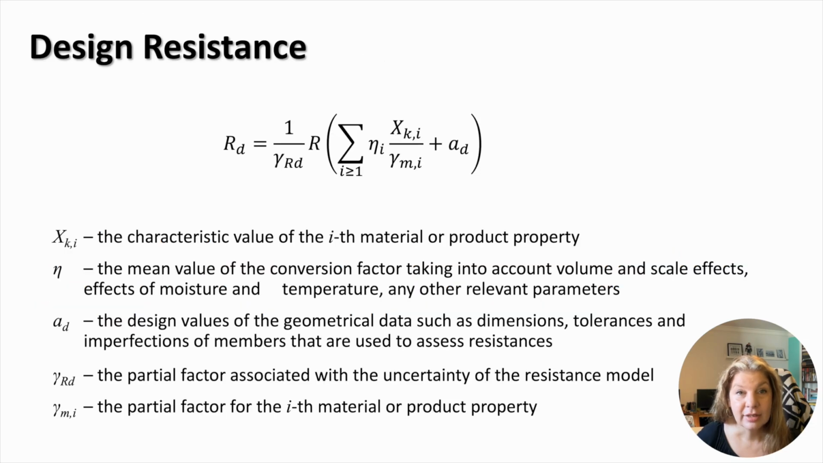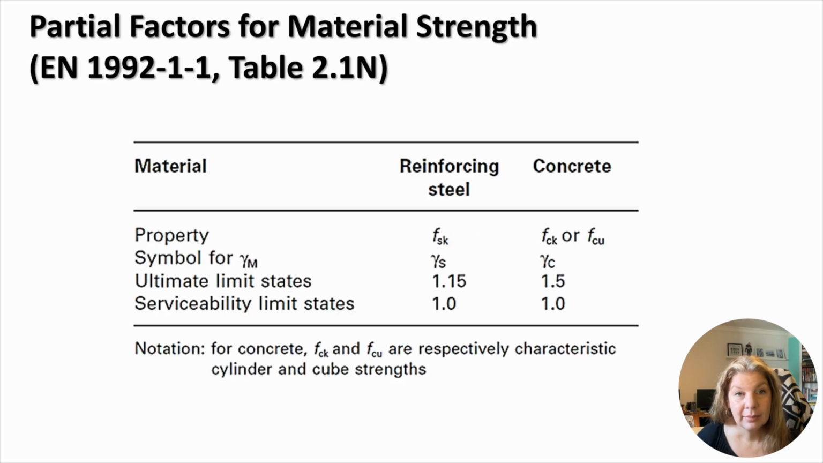The design resistance is generally defined by Eurocode 0 using the following formula. The design resistance is divided by the partial factor for material, gamma M. Since this partial factor is larger than 1, resistance is reduced. This table gives the values of partial factors for different materials.